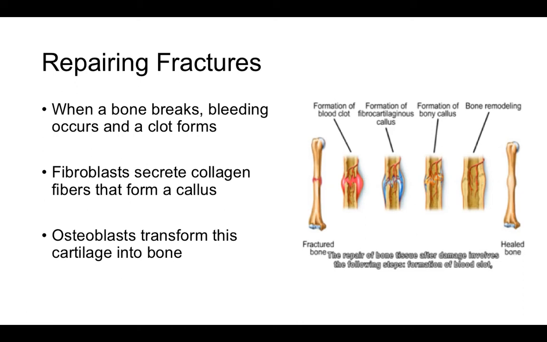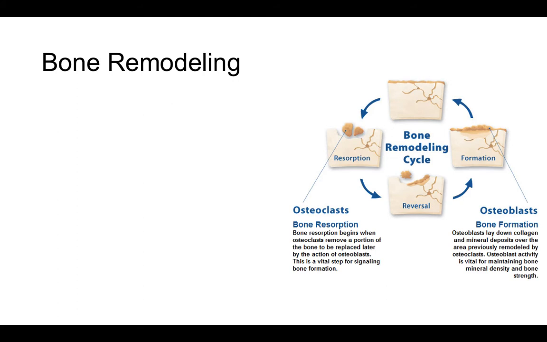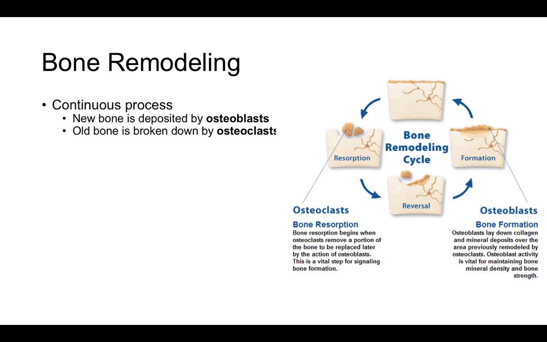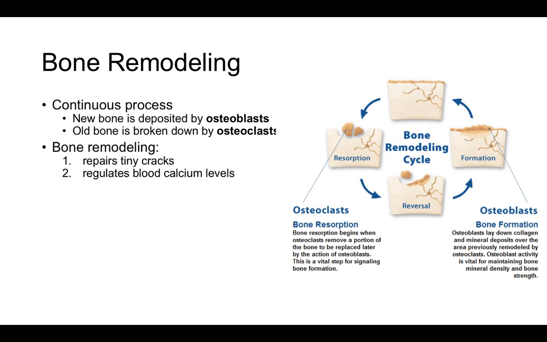So after a break in the bone, it can take up to 2 years for the bone to return to its normal shape, because bones are continuously remodeled, even in adults. So what does bone remodeling mean? It's a continuous process. That means that new bone is deposited by osteoblasts and old bone is broken down by osteoclasts.